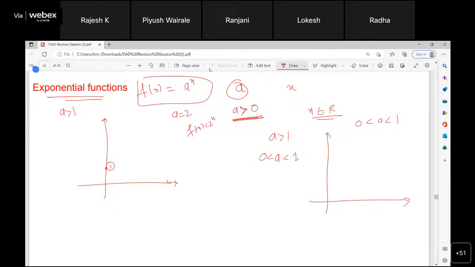And this function is an increasing function. As you keep increasing the value of x, you will get increasing values, right? So my graph is like this. It is a curve, and as you keep increasing the value of x, it will go like this.